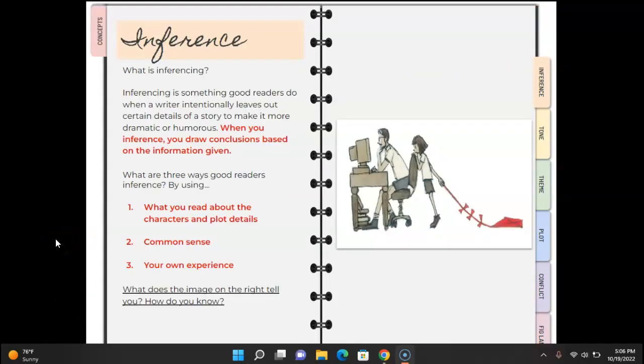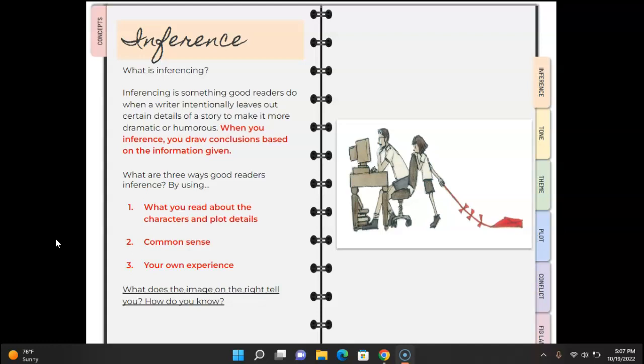Awesome. So our first element of fiction is inferencing. What is inferencing? Inferencing is something that good readers do when a writer intentionally leaves out certain details of a story to make it more dramatic or humorous. When you inference, you draw conclusions based on the information that's given to you. So it's you using your brain, looking at the information in front of you, and then coming up with those conclusions. What are 3 ways good readers inference? One is using what you read about the characters and the plot details, so using the information that's presented to you.